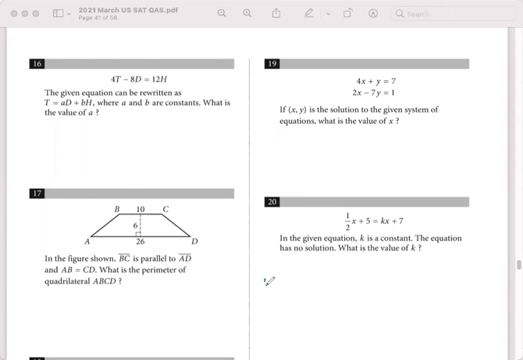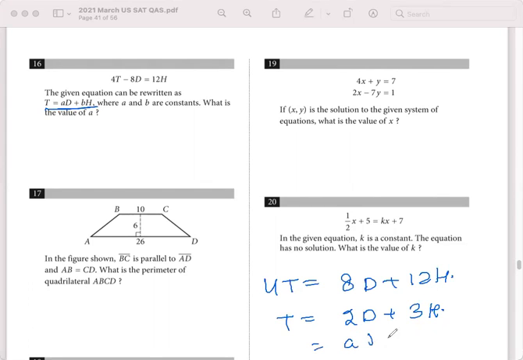Okay, so let me write here 4t. If I take minus 8t to the right hand side, I'll write it as 8t plus 12h. And if I divide the equation by 4, I'll get t is 2t plus 3h. And this is how the equation is given. T is AD plus BH. So I can see that A will be 2. So the answer is 2.